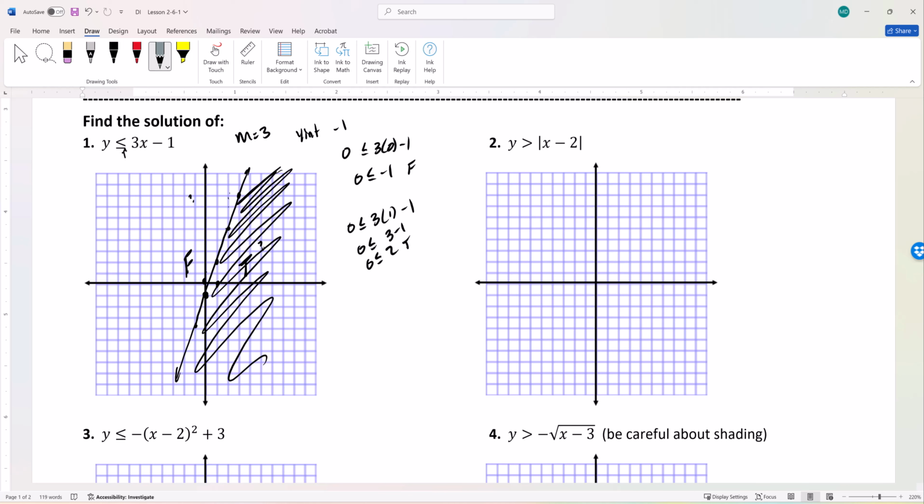Or I can get out the super cool, like, shading graphy thing. Look at that. Yeah.